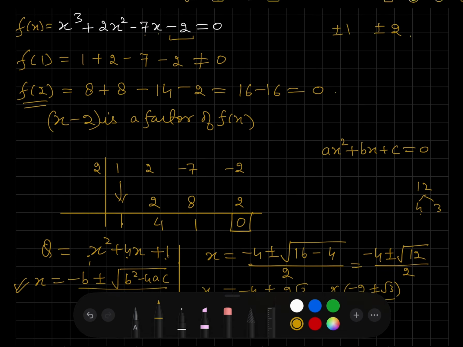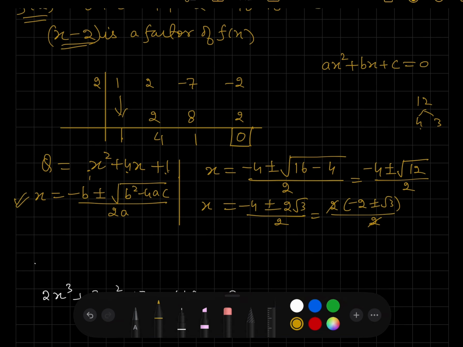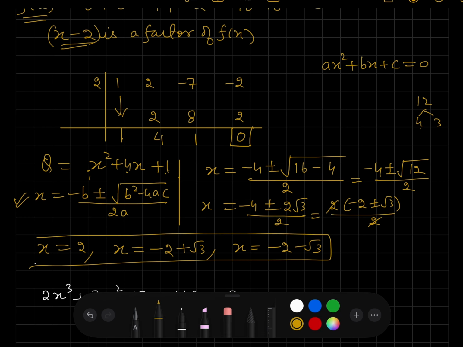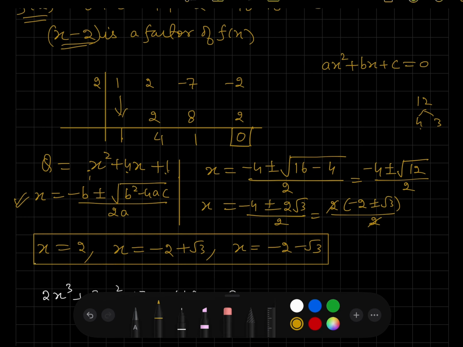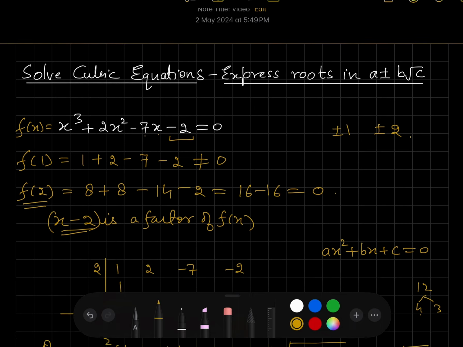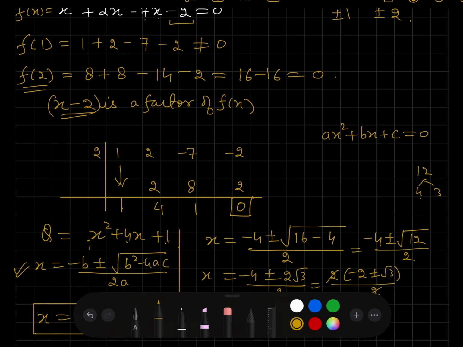So one value is x equals 2. So our solution becomes what? x equals 2, then x equals negative 2 plus root 3, or x is equal to negative 2 minus root 3. So these are the three solutions of our cubic polynomial. Understood? Let us do one more.